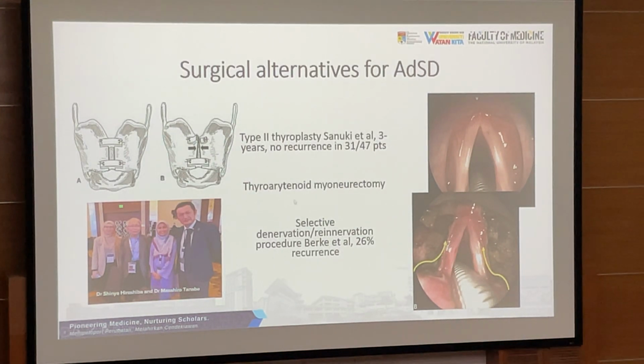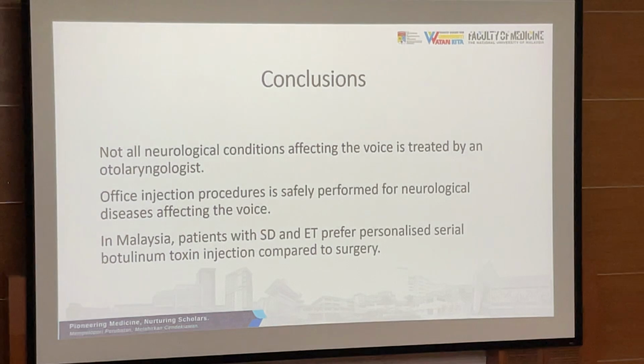Another way to treat is doing selective denervation and re-innervation procedure. This was talked about by Burke and colleagues, and even with this technique, you have about 26% recurrence. So with that, I think I'm still going to stick to botulinum toxin injection.